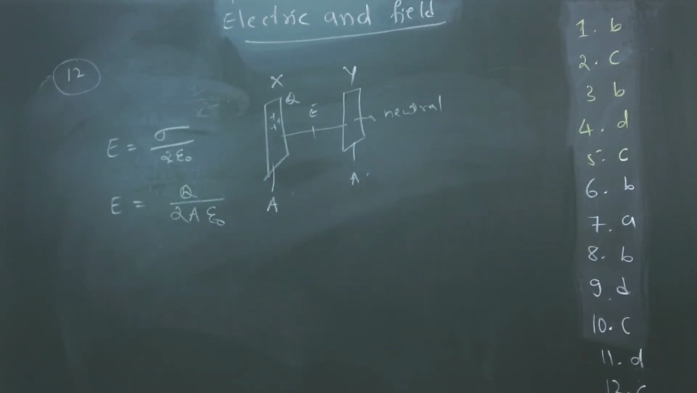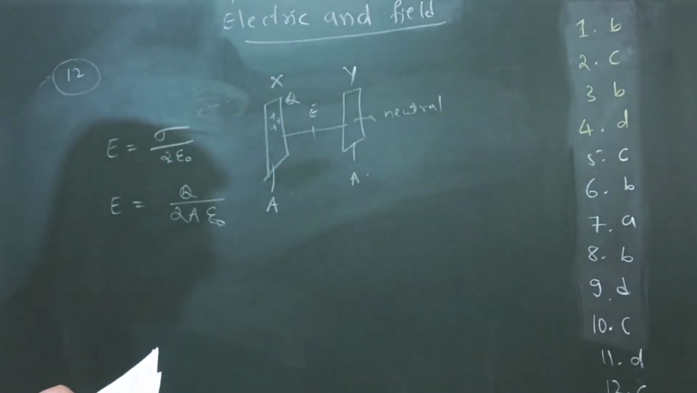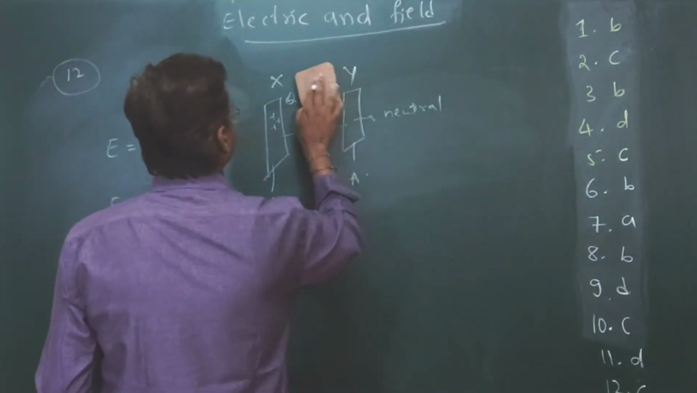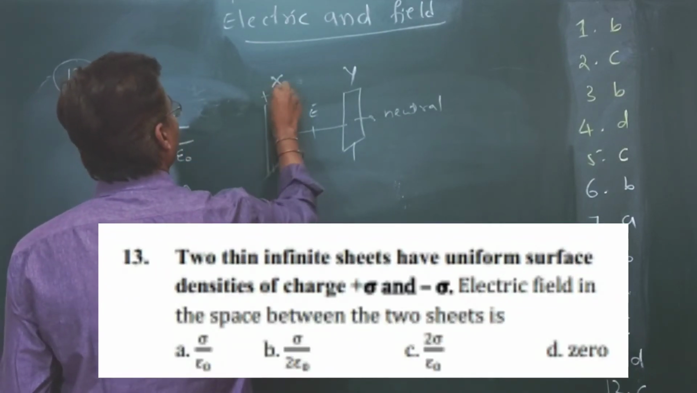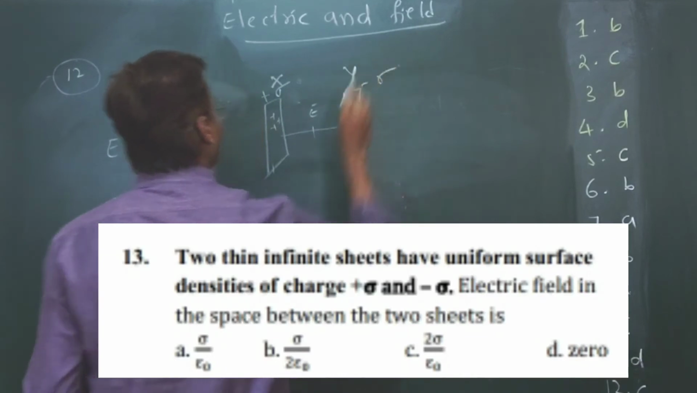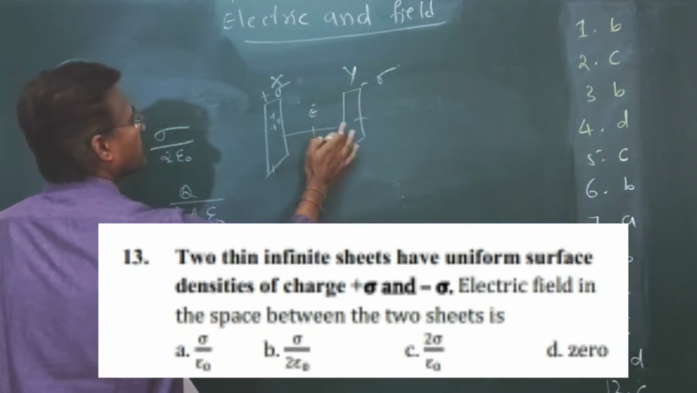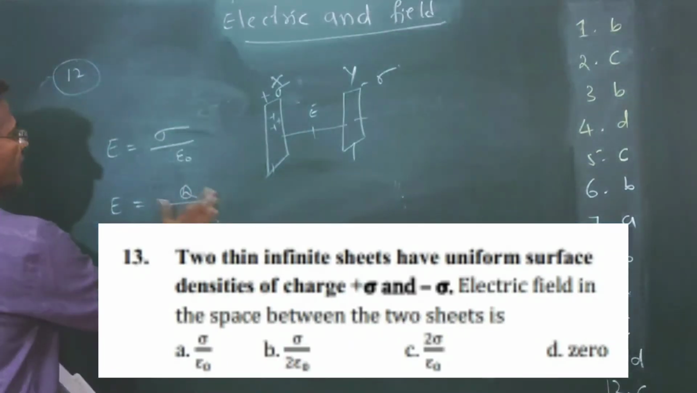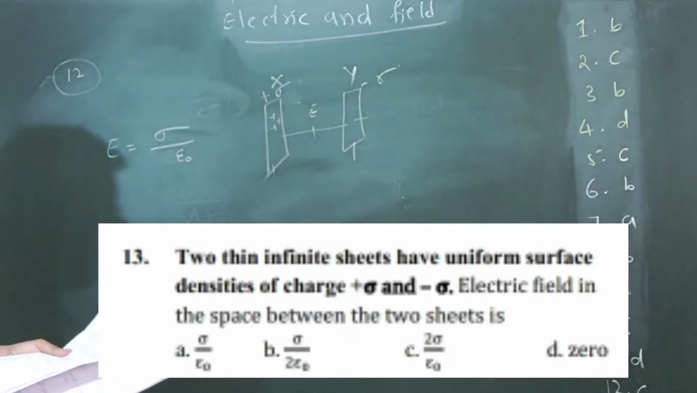Question number 13. Two thin infinite plane sheets with uniform densities of charge plus sigma and minus sigma. So there are two infinite thin sheets, one with plus sigma and another with minus sigma. What is the electric field in the space between the two? This also is the same, we are going to take sigma divided by epsilon naught. Sigma by epsilon naught is the answer, directly it is given.